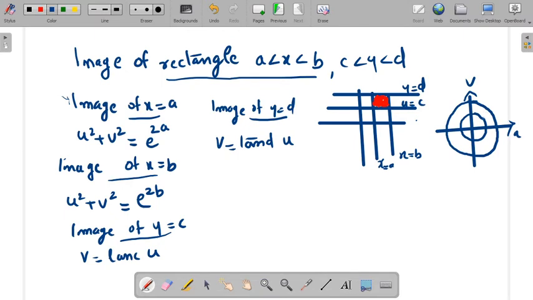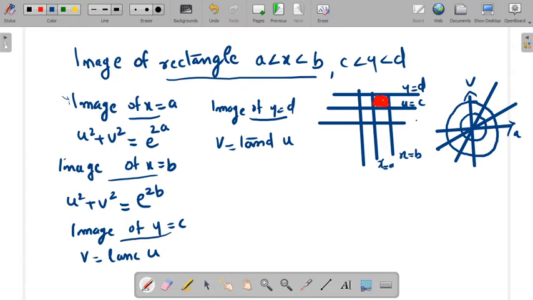So the region between these two, and also we need the image of y is equal to c, which is a straight line that passes through the origin, and slope tan c. The image of y equal to d is a straight line that passes through the origin, and slope tan d. So we have these four curves in the UV plane.